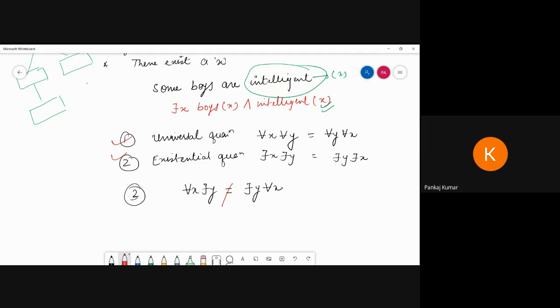Okay, so we can use some examples. All birds fly. Every man has his parents. All these things we can use, all these things we can perform.